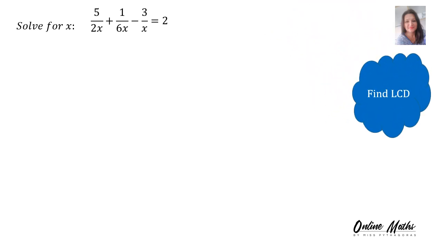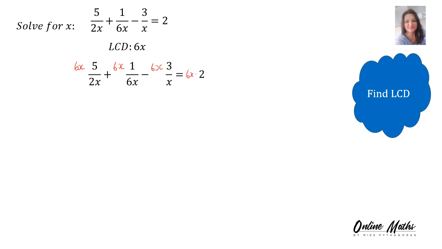Solve for x. Again, there are variables under the line, therefore we find an LCD. And then the LCD here will be 6x. That is the number that will get rid of all the variables under the line. In the next step, what I do is, I will multiply every term by 6x. All three terms on the left and on the right.